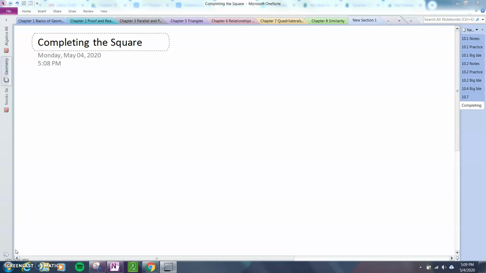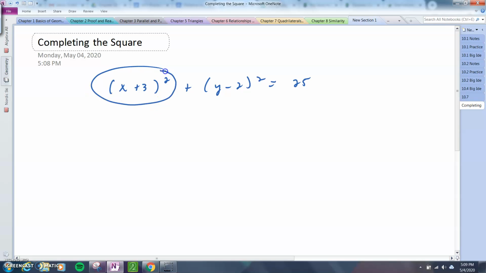Alright, so when we're talking about standard form of a circle, you end up with things that kind of look like x plus 3 squared plus, let's say, y minus 2 squared equals 25. And we're able to tell what everything is, the center and the radius, by just looking at this. But sometimes the equations are not in that form. It's almost as if they're expanded out.